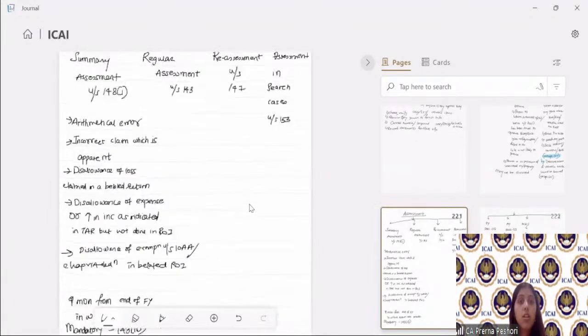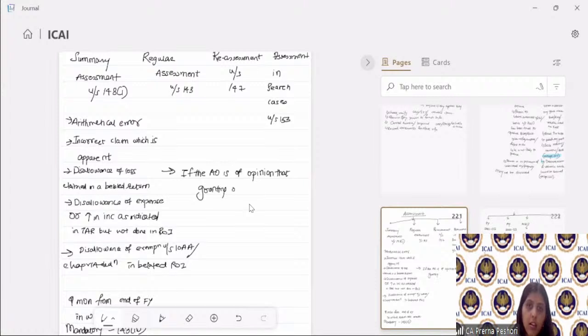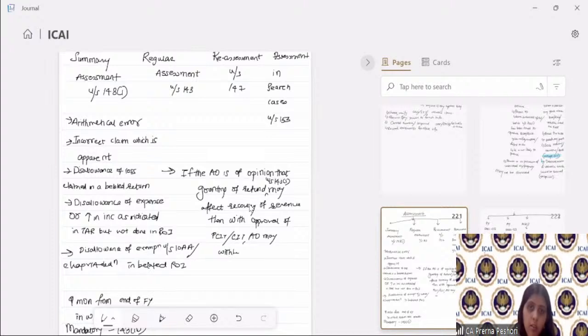So if the AO is of the opinion that granting of refund under section 143(1) may affect recovery of revenue, then with the approval of the PCIT or CIT, the AO may withhold the refund. The AO may withhold the refund under section 241A.